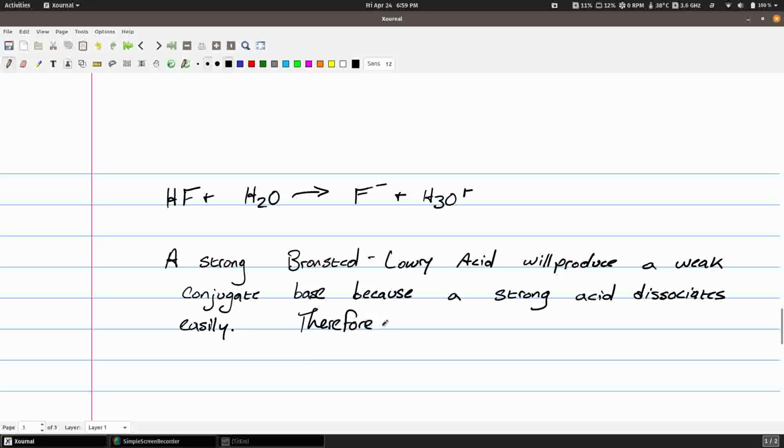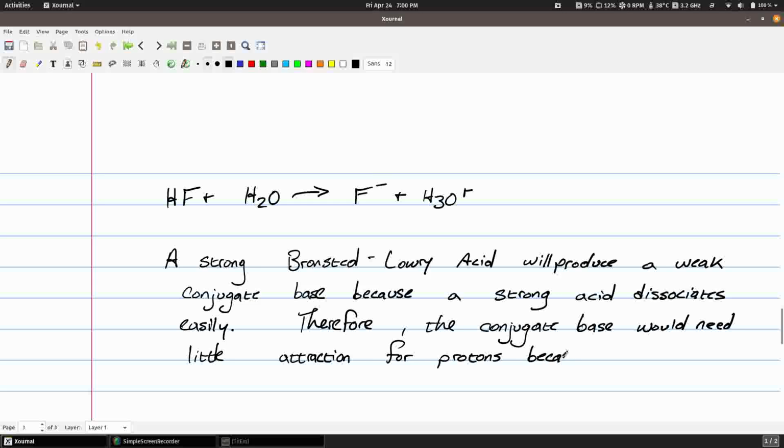So let me write that down. Therefore, the conjugate base would need little attraction for protons because they are given up so easily. Note, the same thing works for a Bronsted-Lowry base.